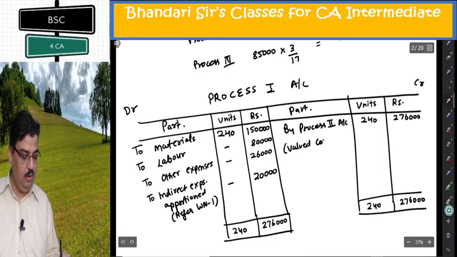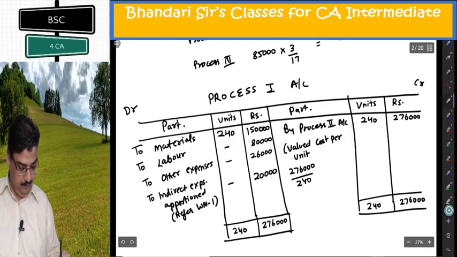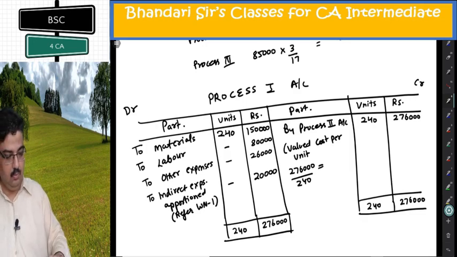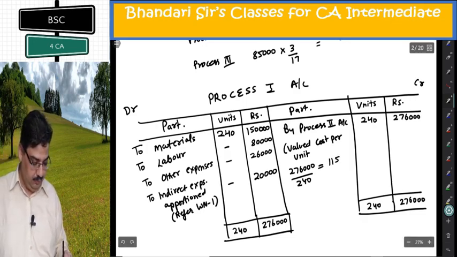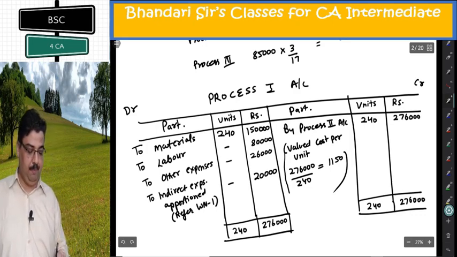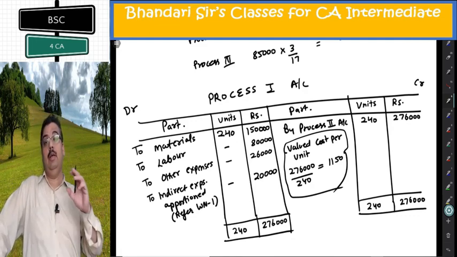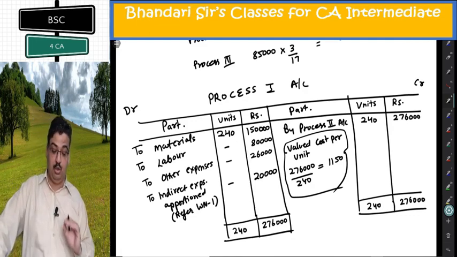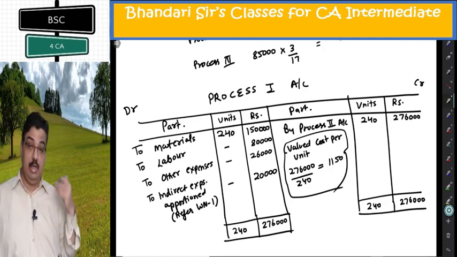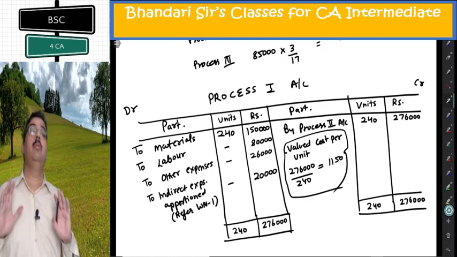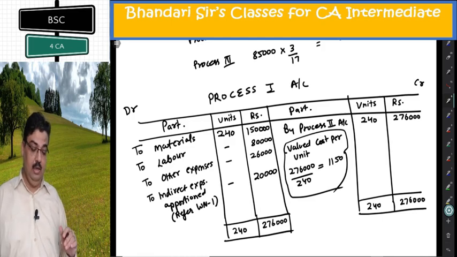I can write their valued cost per unit: 2,76,000 divided by 240, which is 1,150. This you must show, because the purpose of making a process account is to calculate valued cost per unit. Show it in a working note or in the bracket in the process account. It is compulsory to show this valued cost per unit. In the next questions it will also be used for valuation of abnormal loss and abnormal gain. Many other things will be there. Units transfer to the next process. But here it is quite easy.